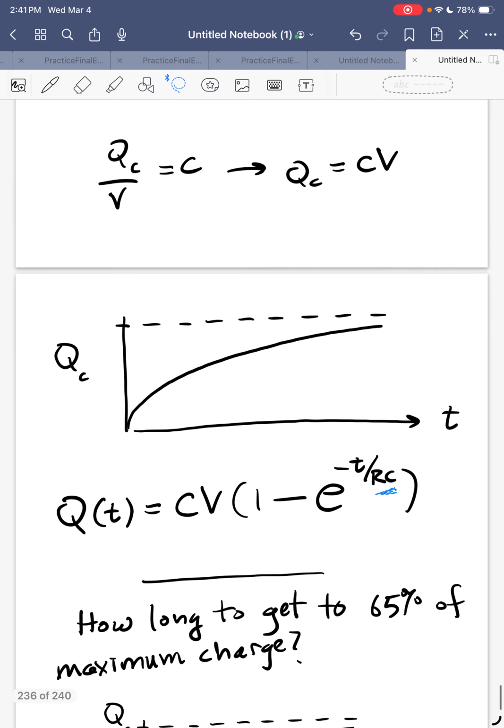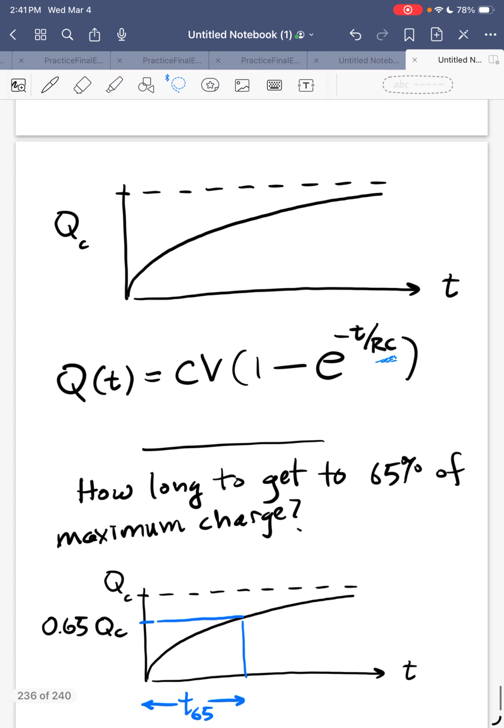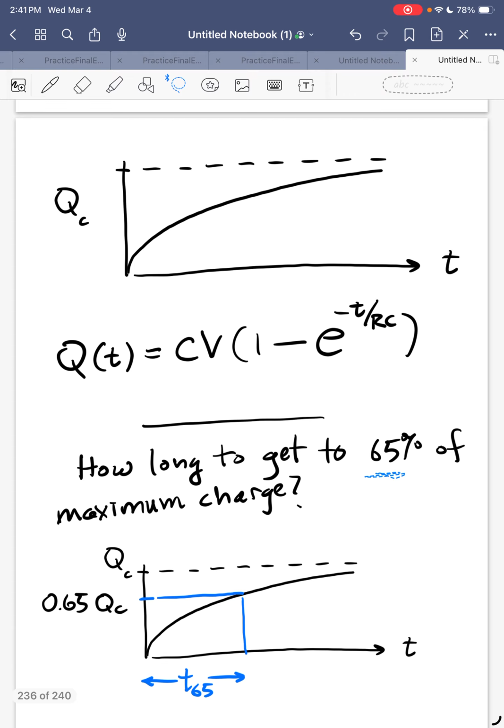So here's a specific question. How long will it take to get to 65% of the maximum charge, given this equation here? So graphically, what we want to do is represent it by this. Here's the charge, maximum charge there. Here's 65% of the charge, probably at about this level, okay? And here's the charging curve. It goes up like that.